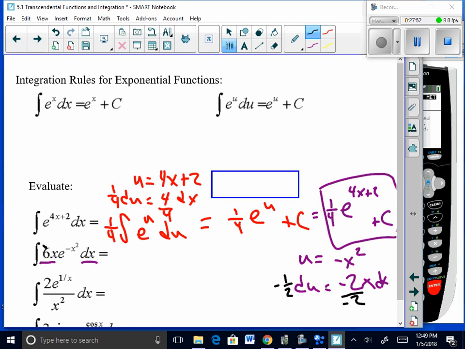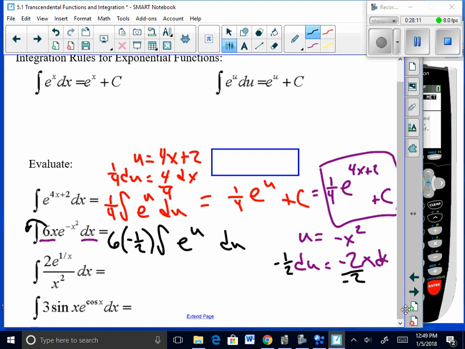And then that 6 I could pull out in front. So I pull out the constant of the 6. And now the x dx becomes the negative 1/2 du. So there's the negative 1/2, the integral, there's the du. And then I now have e to the u. And then 6 times negative 1/2 is negative 3. The antiderivative of e to the u is just e to the u plus a constant. And then I substitute back in what my u was, which was negative x squared, plus a constant.